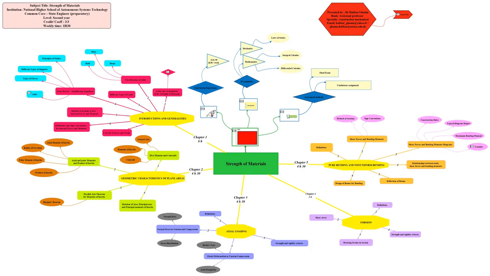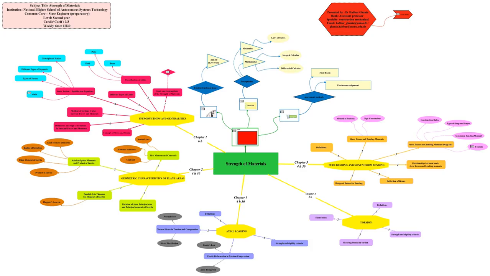Chapter 1, Introduction and Generalities, introduces the fundamental principles of strength of materials. It covers the classification of structural elements, different types of loads, and a review of static equilibrium. Chapter 2 is Geometric Characteristics of Plane Areas.